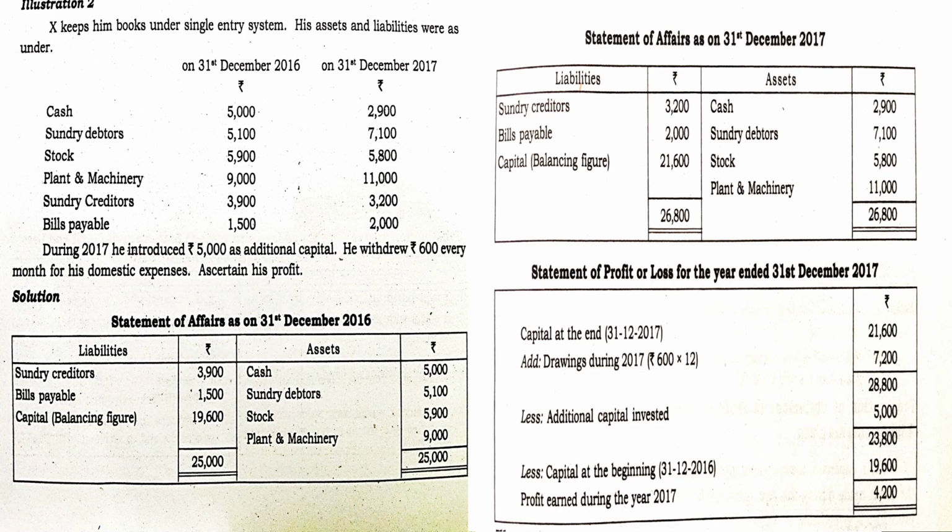I hope you have understood the concept. Go through the theoretical aspects and familiarize yourself with the forms which we have learned. Forms means the statements which we have learned: opening statement of affairs, closing statement of affairs, statement of profit and loss. Because these are very simple questions. On the basis of these statements, you need to prepare final accounts. That is an essay type question which we will be expecting in a university exam.